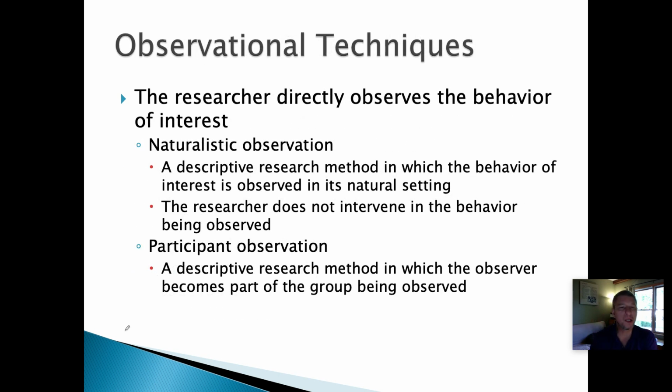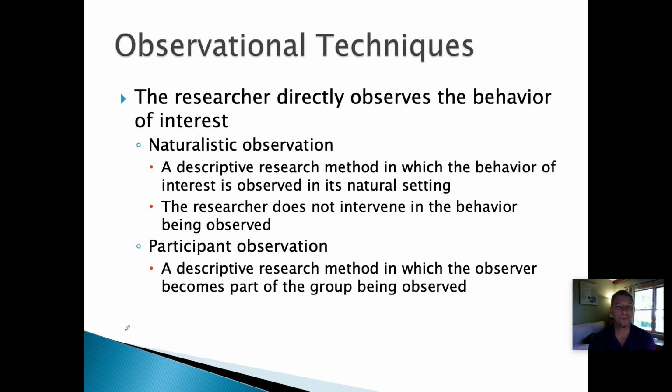So let's begin with observational techniques. In this case, the researcher directly observes the behavior of interest, all right? So the example that I gave you earlier of Jane Goodall sitting in the jungle, observing what the chimpanzees were doing, that is an observational technique. All right. Specifically, what she did was called a naturalistic observation.